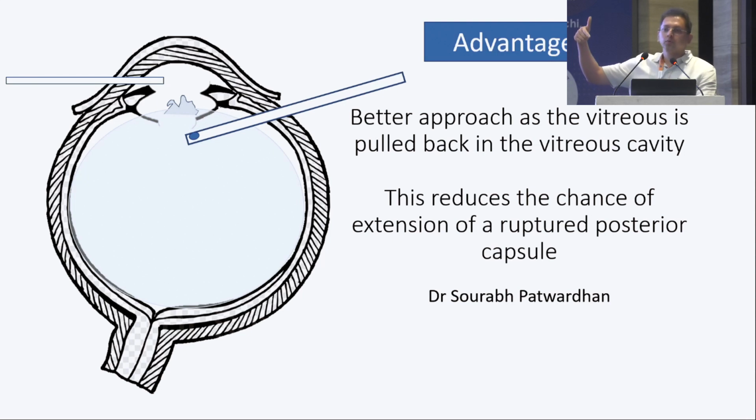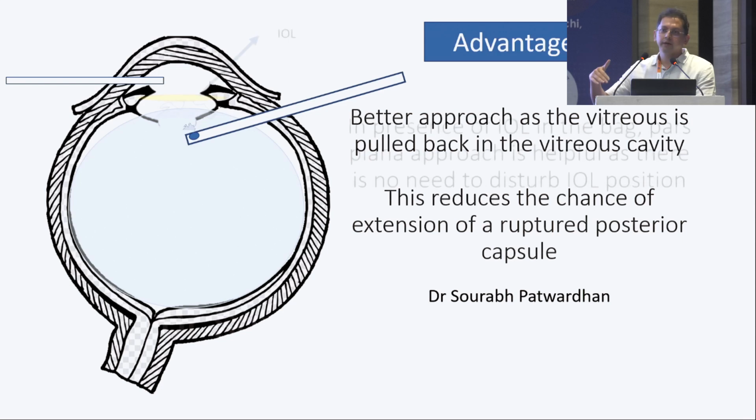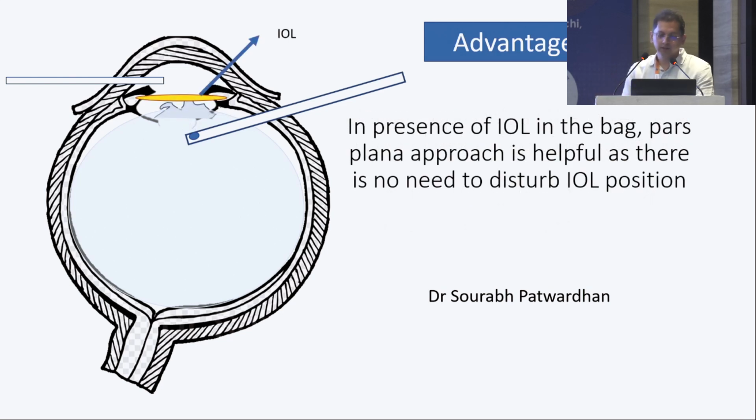Here you are going through the pars plana route, so it is pulling the vitreous back into the vitreous cavity. Thus, it reduces the chances of extension of the ruptured posterior capsule, which Dr. Deepak was showing how to avoid by going through the anterior route as well. But with pars plana anterior vitrectomy, this extension is even less common.